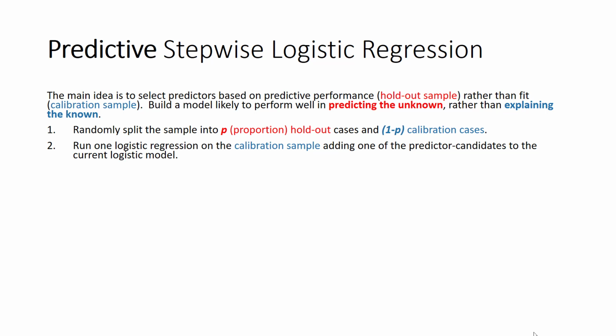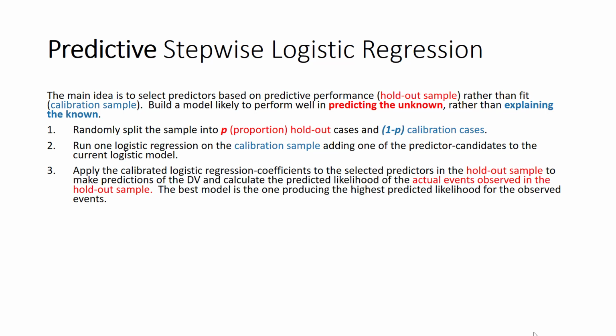So if you start from scratch, you simply run a logistic regression on the calibration sample using each one of the predictors by itself. So you're adding each one of those predictors to the current model, which is a model for nothing. Then you apply the calibrated logistic regression coefficients to the selected predictors, to the holdout sample, to make predictions of the dependent variable, and calculate the predictive likelihood of the actual events observed in the holdout sample.